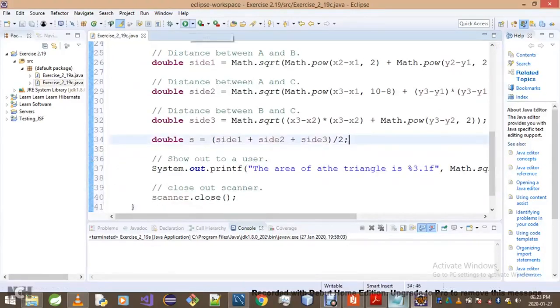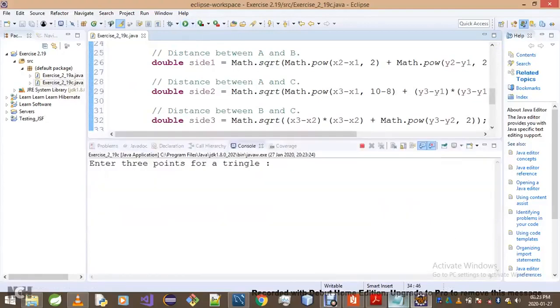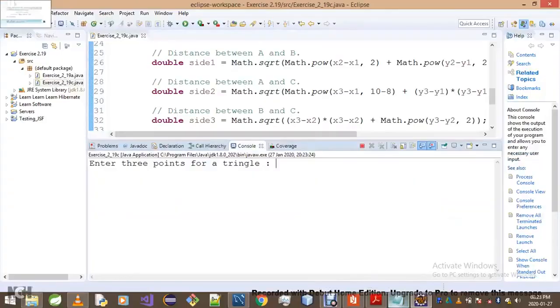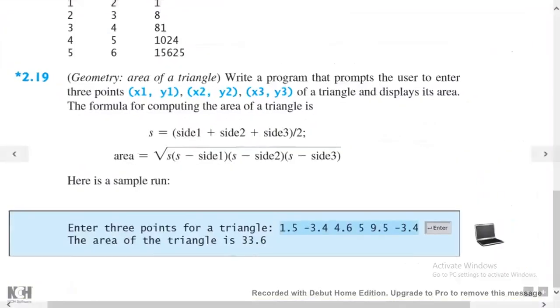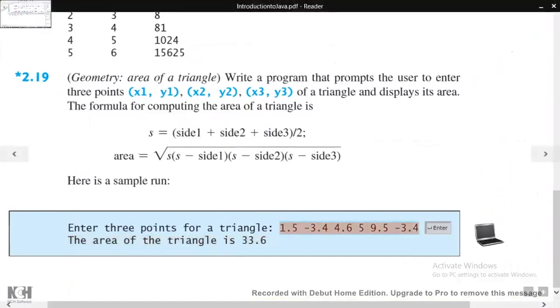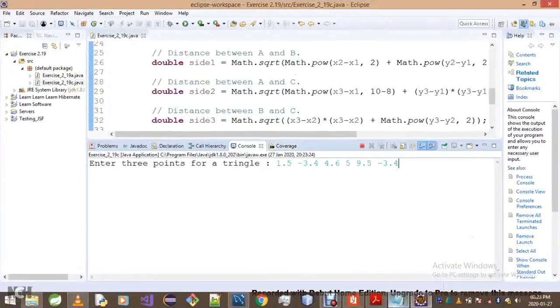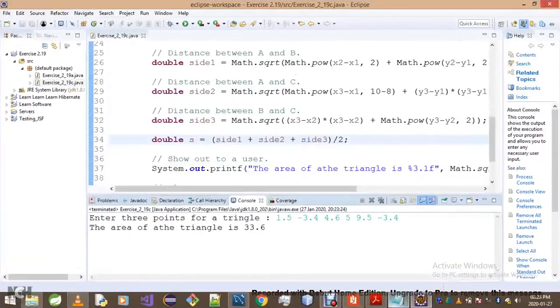Let's hit the run button and see what we got. Of course, we're gonna check how our program is doing by copying and pasting what they gave us on the sample run. So boom, it seems like we're getting what we expected.